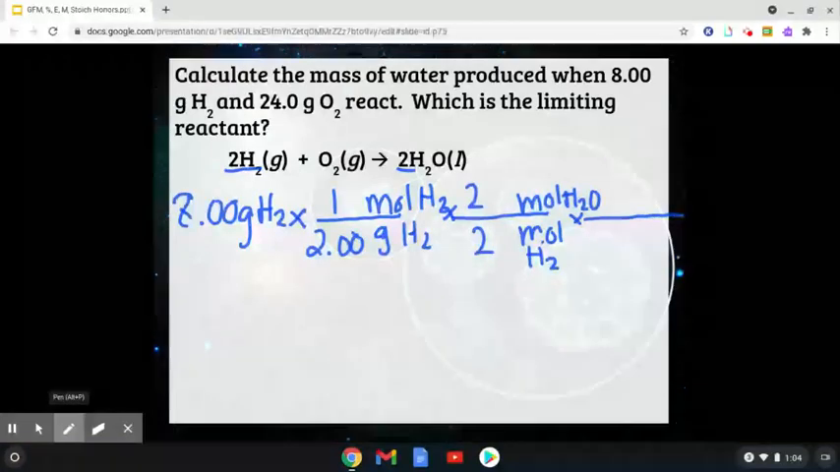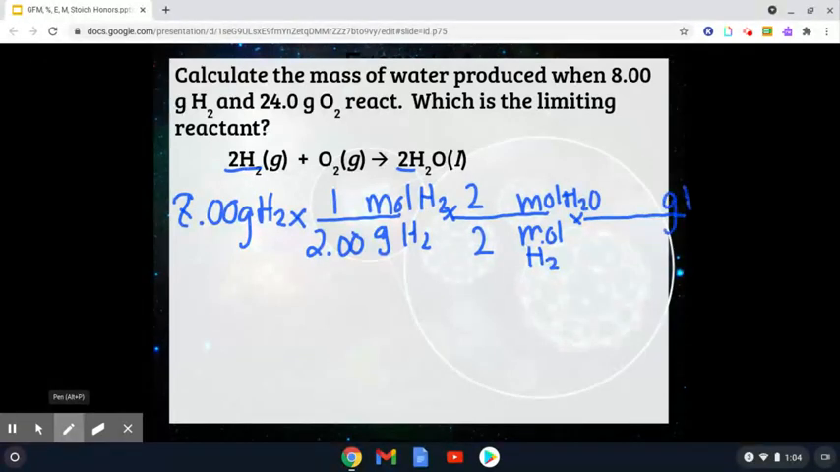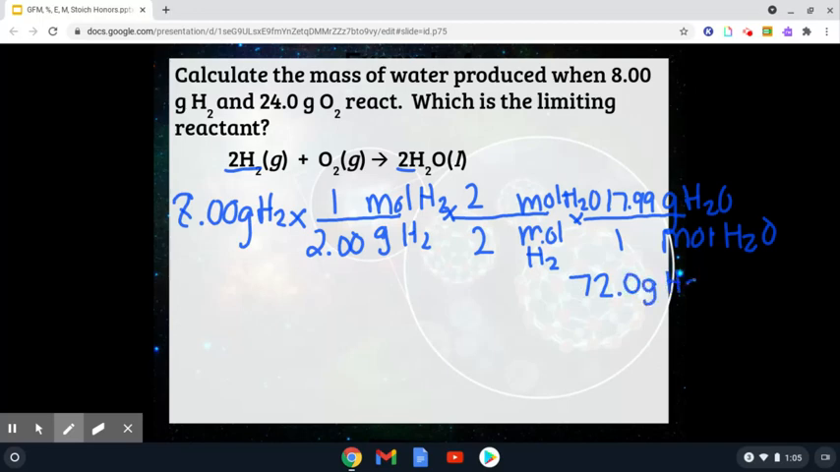Then last but not least, we have to convert to grams of water. For every 1 mole of water, that is 17.99 grams. So when you plug this in your calculator, I would do 8 times 1 times 2 times 17.99 equal, then I would do 2 divided by 4 equal, put those two numbers on top of each other and divide, and you would get 72.0 grams of water.